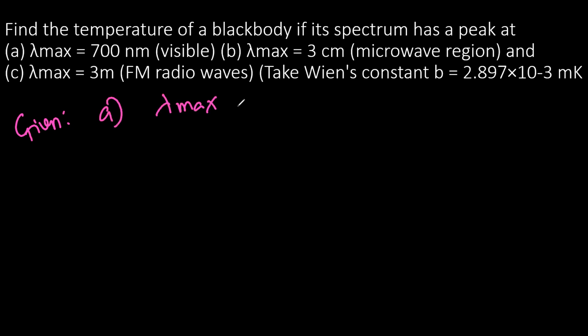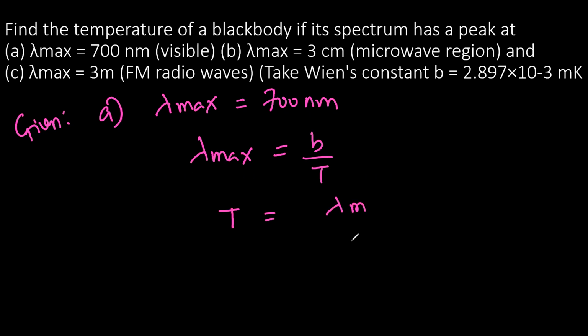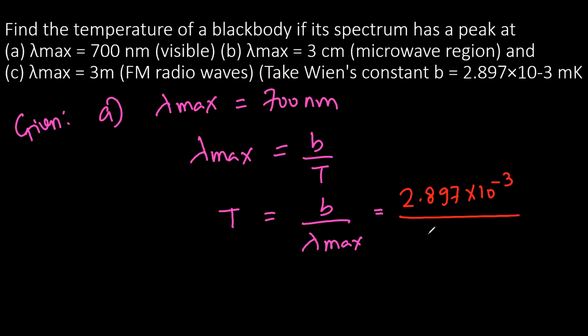Lambda max is equal to 700 nanometers. Now what we need to find out is the temperature. So what is the formula? Formula is lambda max is equal to B by T. So what is T? It's B by lambda max. Okay. And everyone knows what is B. B is 2.897 into 10 raised to minus 3. And what is the lambda max? It's 700 nanometer. Nanometer is 10 raised to minus 9.